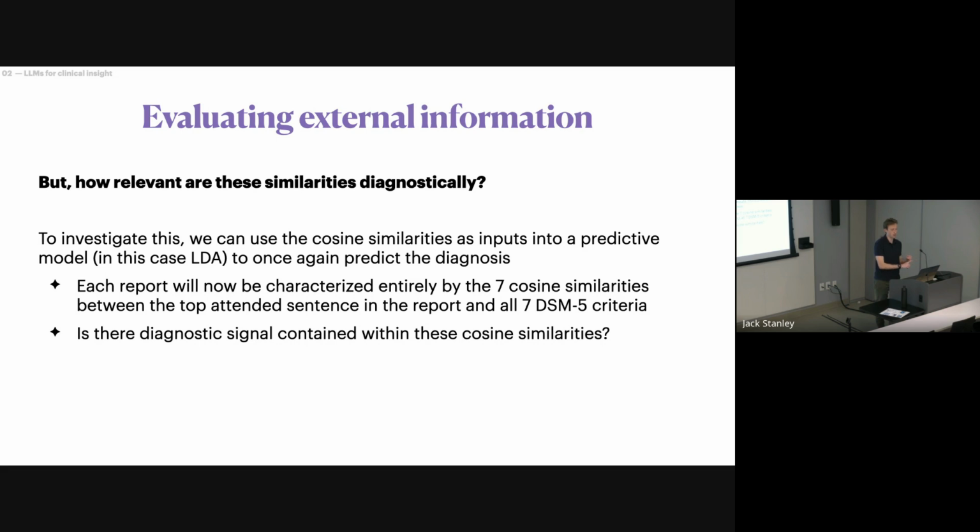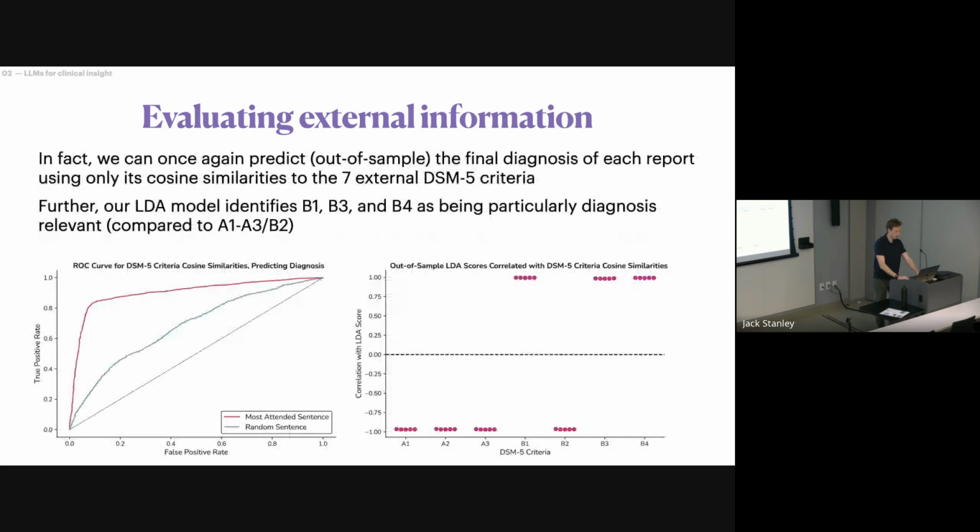which are between the top attendance sentence in the report and all 7 of the DSM-5 criteria. So instead of representing each report by this long vector embedding, we just have these 7 cosine similarities to represent each report. And the idea here is to ask if there's some diagnostic signal contained within these cosine similarities. And we do find, in fact, that once again, we can predict out of sample the final diagnosis of each report using only these cosine similarities to the 7 external DSM-5 criteria.